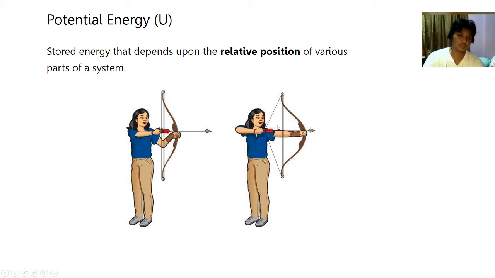two pictures, if we compare them, we notice that the positions of certain parts of the system are different. As you can see, the arrow in the right picture is moved farther back, the spring is stretched, and as well as the bow, compared to the left picture. And in fact, for this particular situation, we can assign different potential energies.